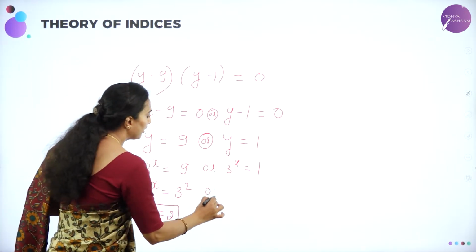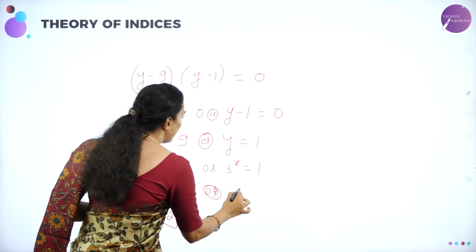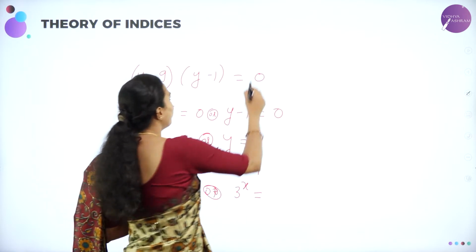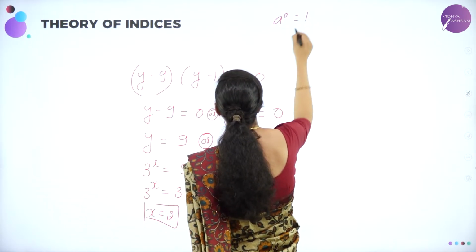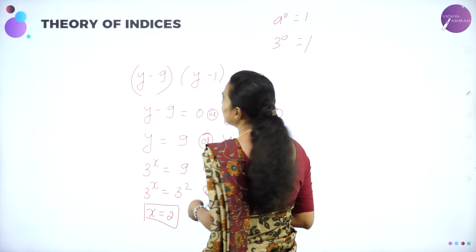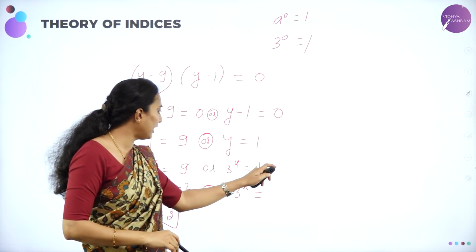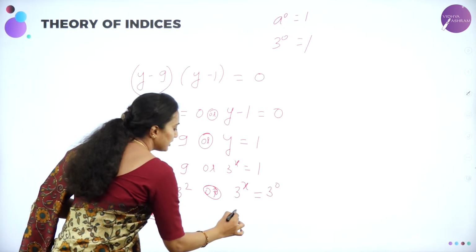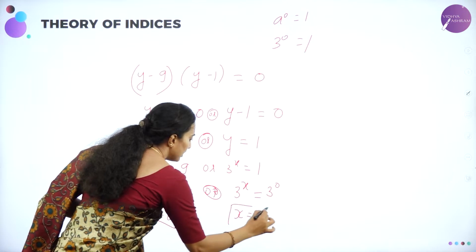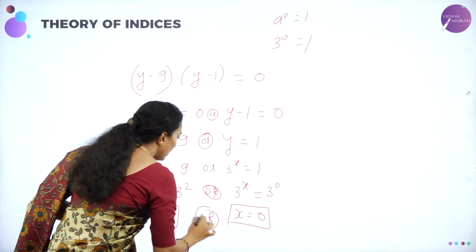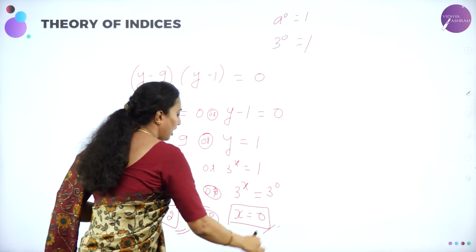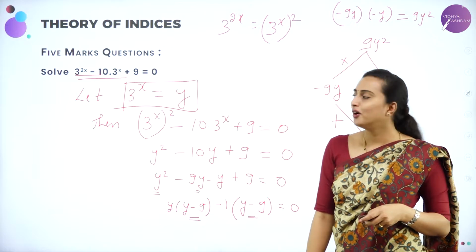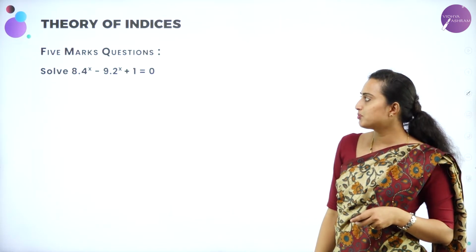Correct? Or you are going to have it as 3 power x equal to 1, ma'am. How can we equate the power? Now, you know already what is a power 0? 1. What is 3 power 0? 1. Correct? So, in place of 1, I can write it as 3 power 0. Therefore, if bases are same, I can equate the power. x is equal to 0 or x is equal to 2 will be your answer for this equation. Got it? Any doubt in this? Okay, we'll be moving on to the next problem.